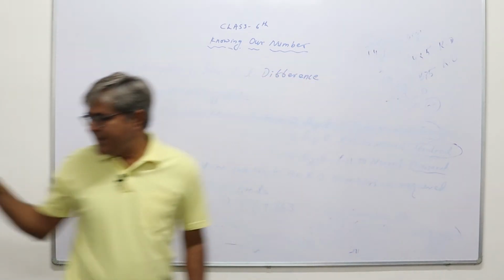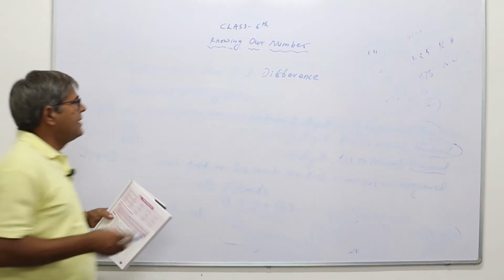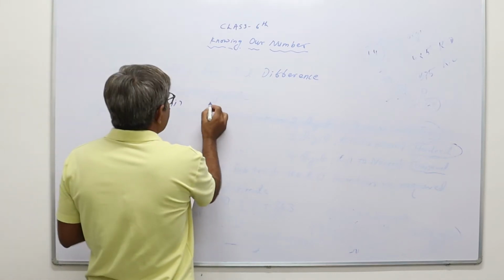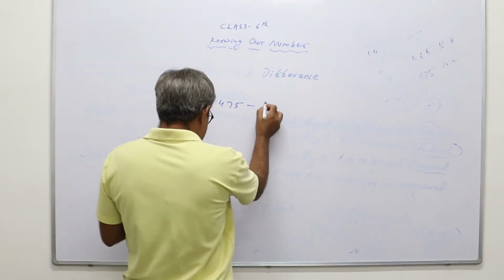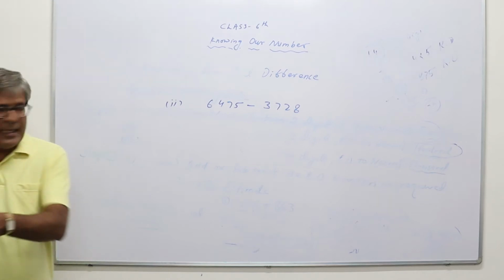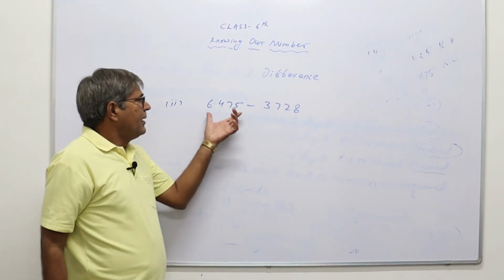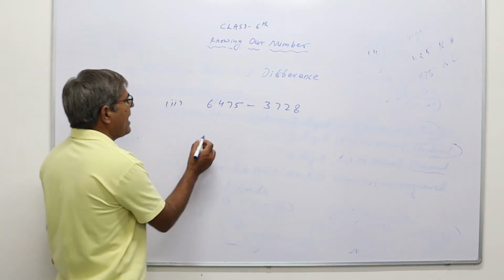Next question is, find the difference of question number second, 6475 minus 3728. Here see, in the given problem, the total number of digits in the given number are 4.